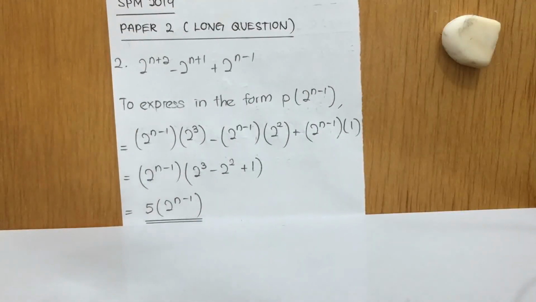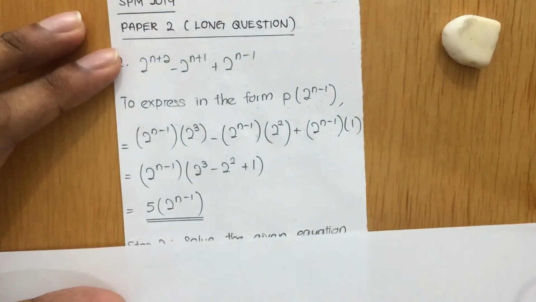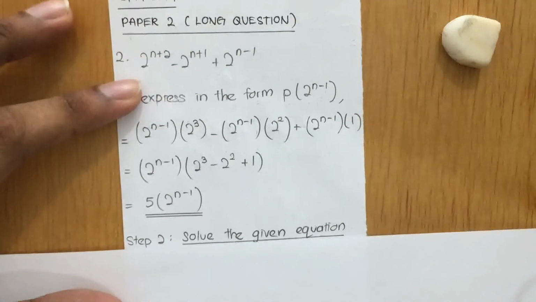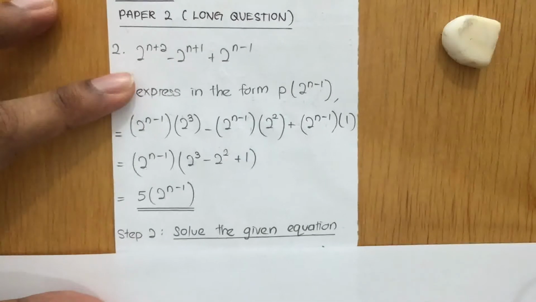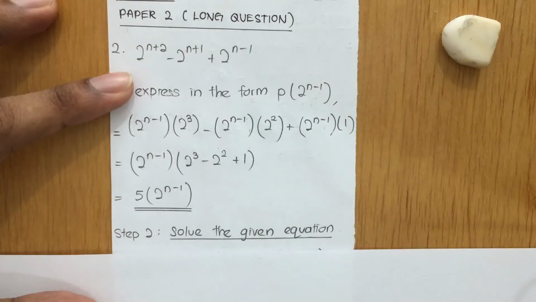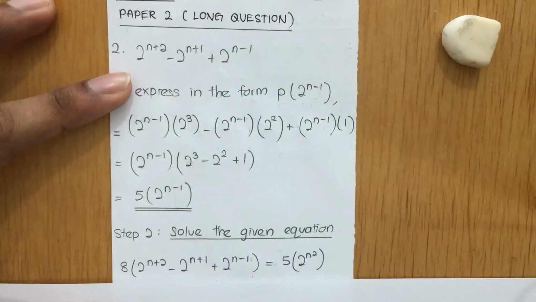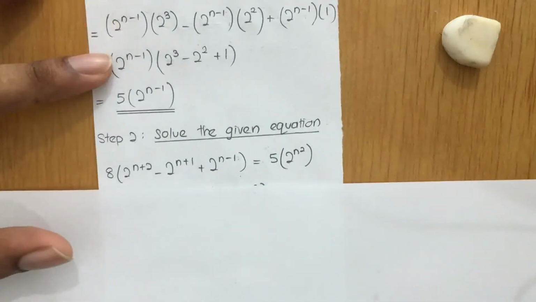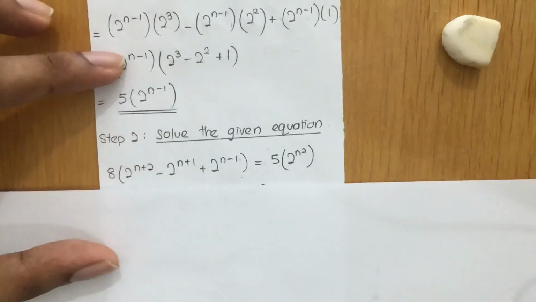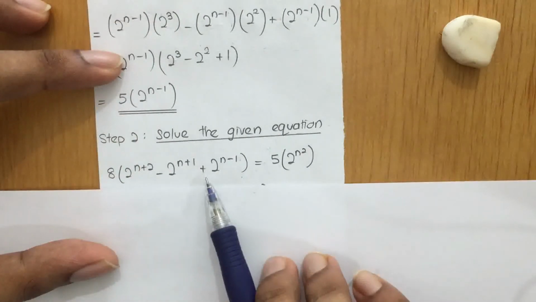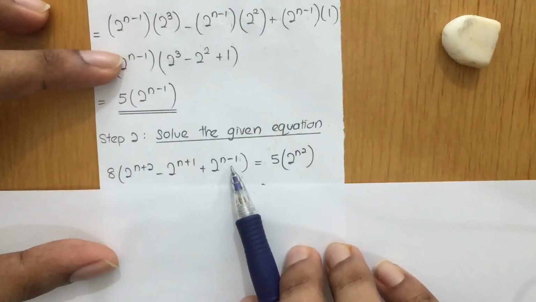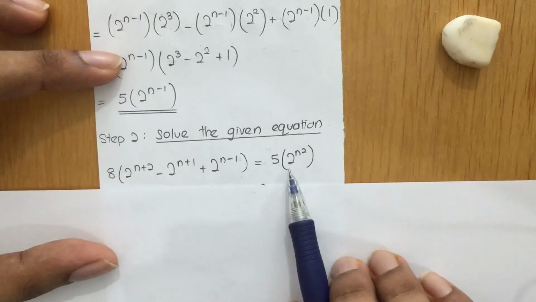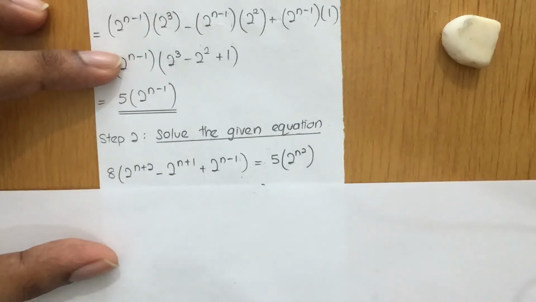Alright, let us proceed to the second step, where we have to solve the given equation, guys. Okay, so let us continue. The question gives 8 in a bracket 2 to the power of n plus 2 minus 2 to the power of n plus 1 plus 2 to the power of n minus 1 close bracket equals 5 in a bracket 2 to the power of n squared.